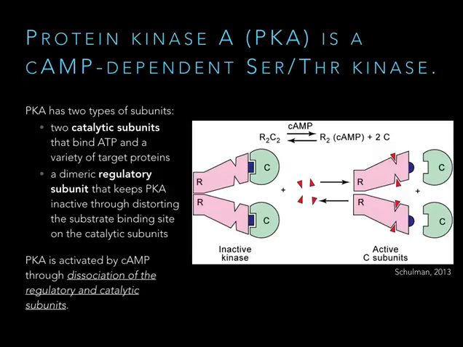catalytic subunits. So when cyclic AMP levels increase, the regulatory subunit releases the catalytic subunits and they move about the cell and then phosphorylate their targets. When cyclic AMP levels drop, the regulatory subunit binds to the catalytic subunits again and turns them back off.